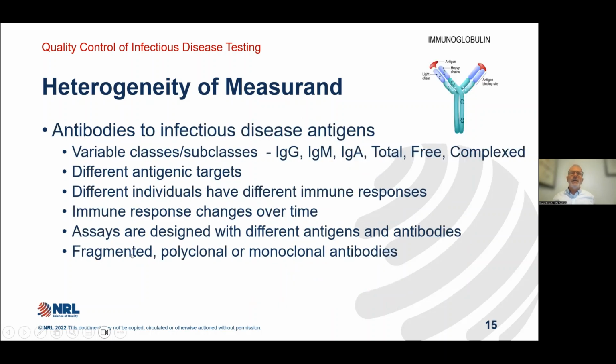Whereas with antibodies, we have variable classes and subclasses. The test could measure IgG, IgM, or total antibodies, and those antibodies may be free, or they may be bound to antigens. Each different organism has different antigenic targets. The individuals have different immune responses, and that immune response changes over time. The assays are designed with different antigens and different antibodies, and those antibodies may be fragmented, polyclonal, or monoclonal.